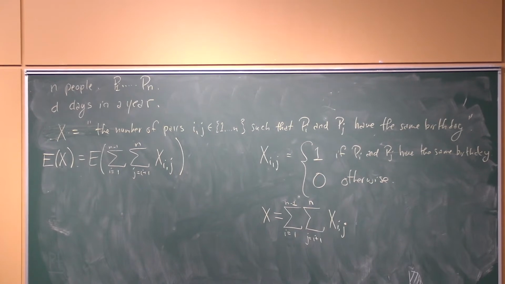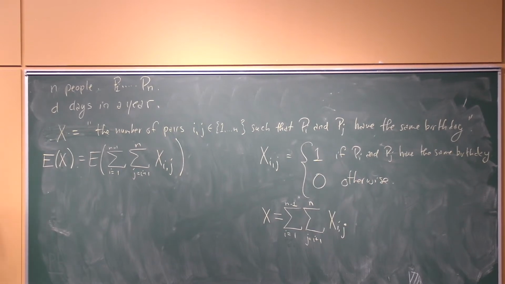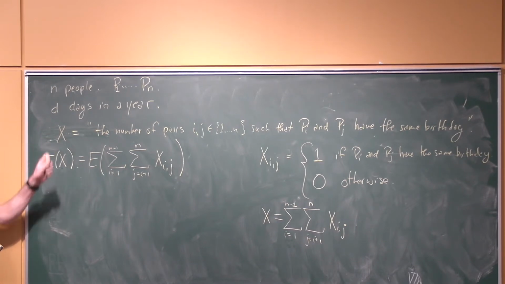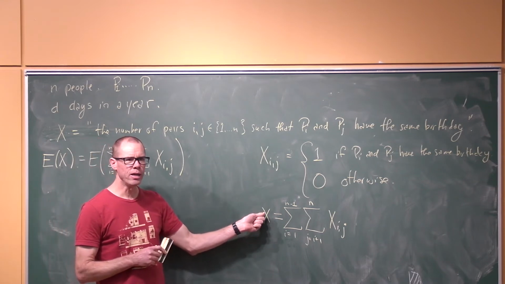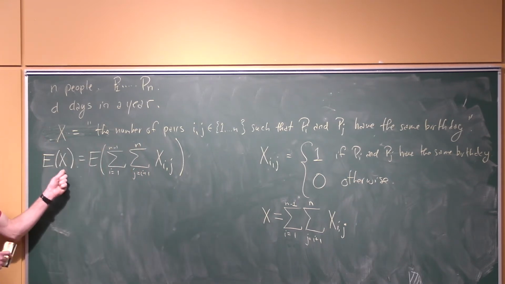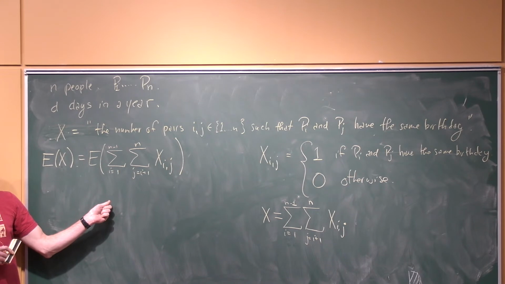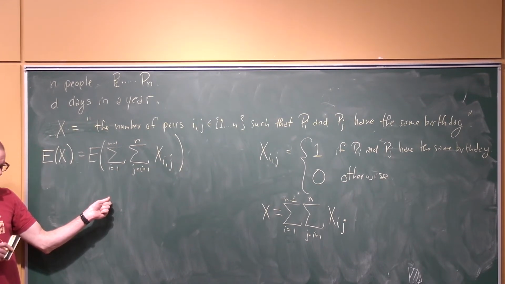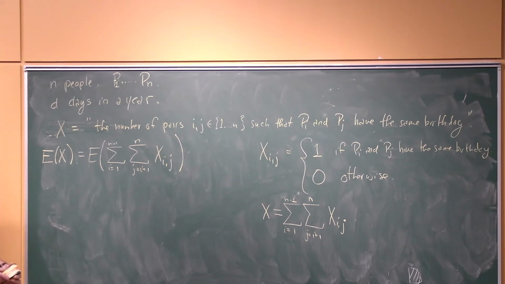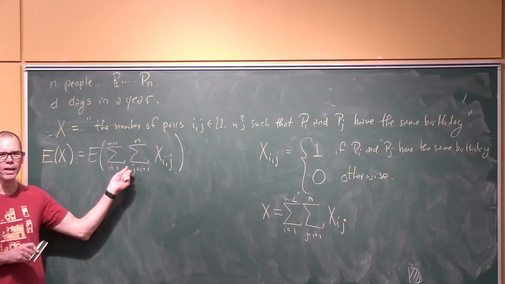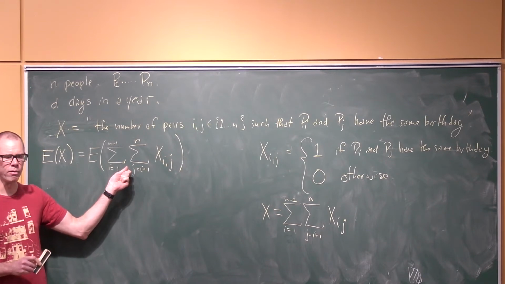So what should we do next? This is really recipe book stuff. I want you to follow the recipe. So we have a complicated random variable X. We express it as the sum of indicator random variables. That means the expected value of X is the expected value of the sum. And what's the next step? Yeah. We take the sums out or bring the expected values in. So the expected value of the sum by linearity of expectation is just the sum of the expected values.